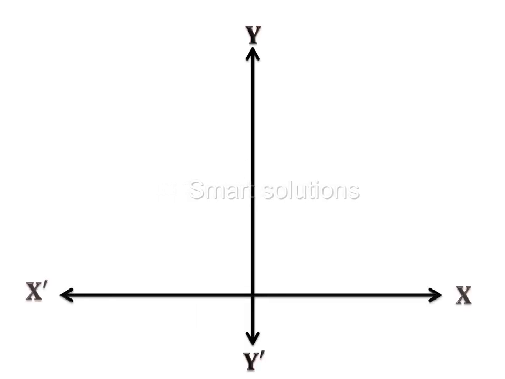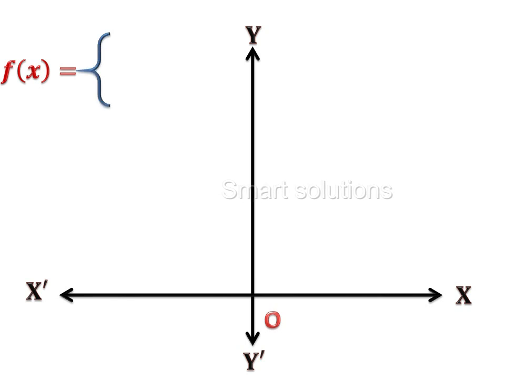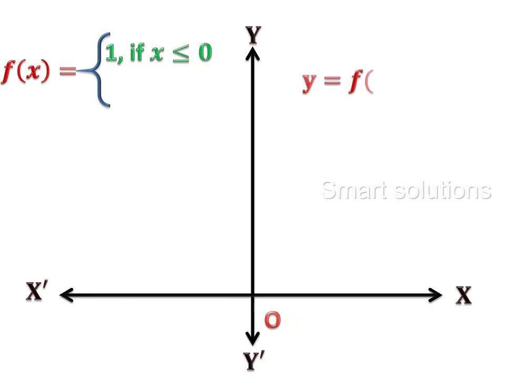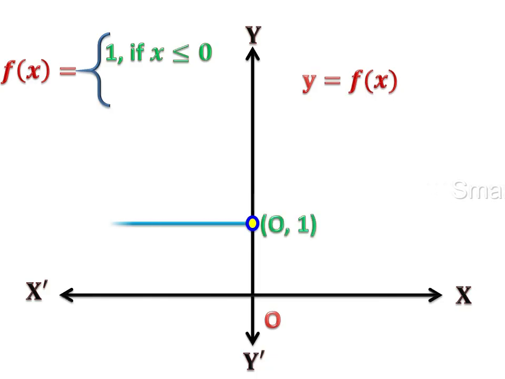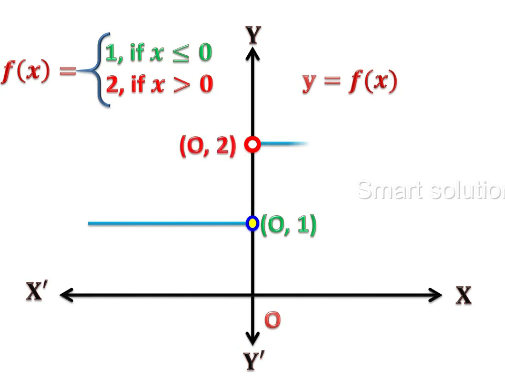Consider the function f of x, which is 1 if x is less than 0. When y is equal to f of x, y is equal to 1. And f of x is 2 if x is greater than 0. Y is equal to 2.